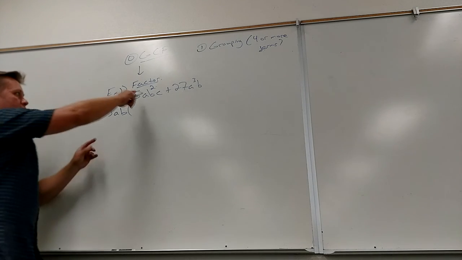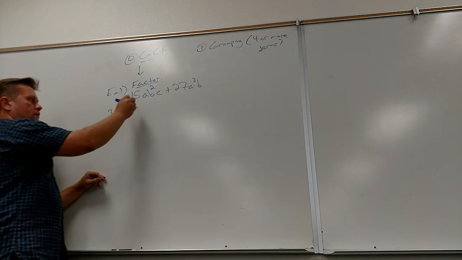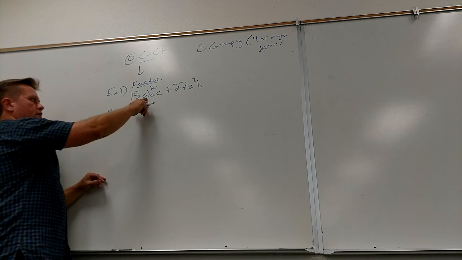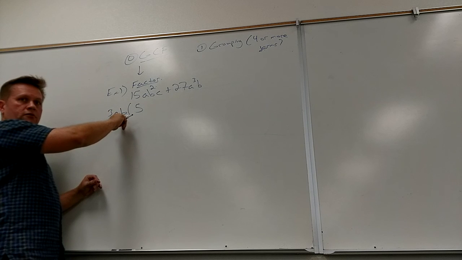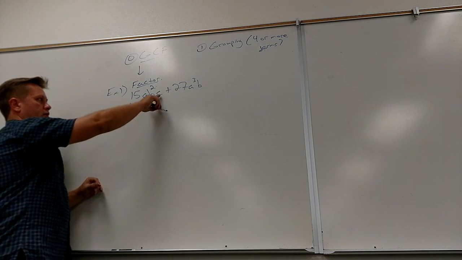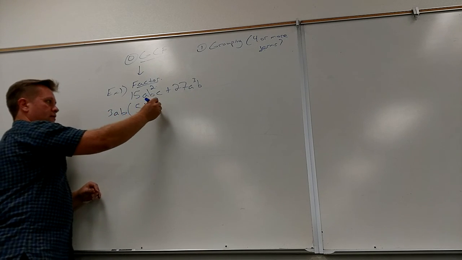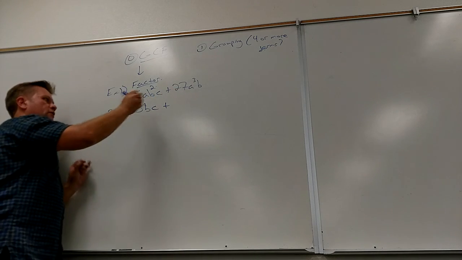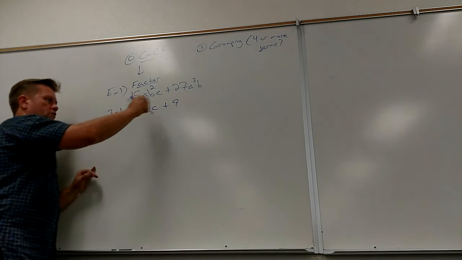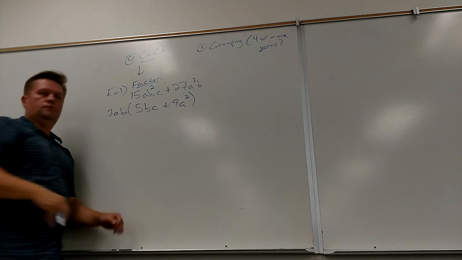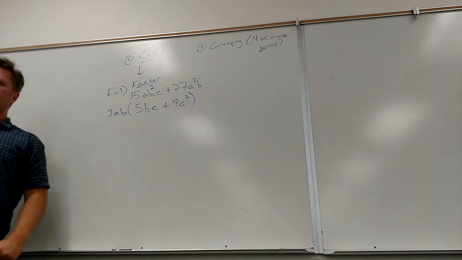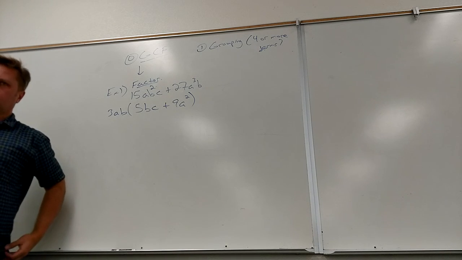Okay, so what's left in this term? 5. A is gone. You had two B's, you took one. You had one C, you didn't take any. 27 divided by 3. You had three A's, you took one. You had one B, you took it. Okay. Relatively, that's not difficult.